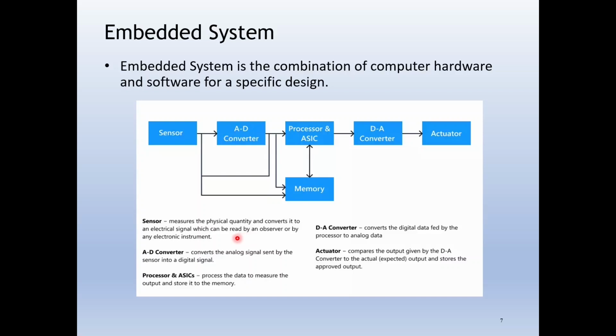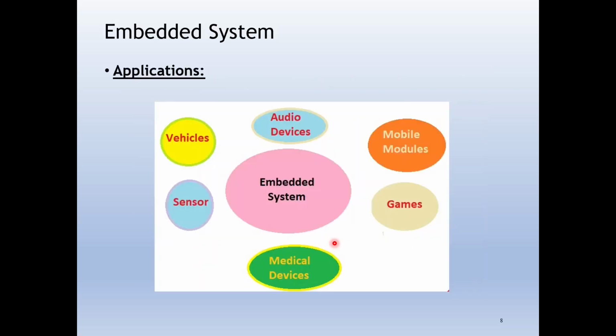electronic instrument. AD converter converts the analog signal sent by the sensor into digital signal. Processor and ASCII process the data to measure the output and store it to the memory. DA converter converts the digital feed by the processor to analog data. Actuator compares the output given by the DA converter to the actual output and stores the approved output. Here are the applications of embedded system: audio device, mobile modules, games, medical devices, sensors, vehicles.